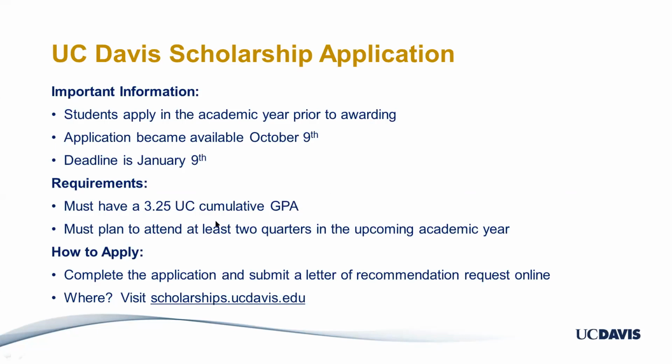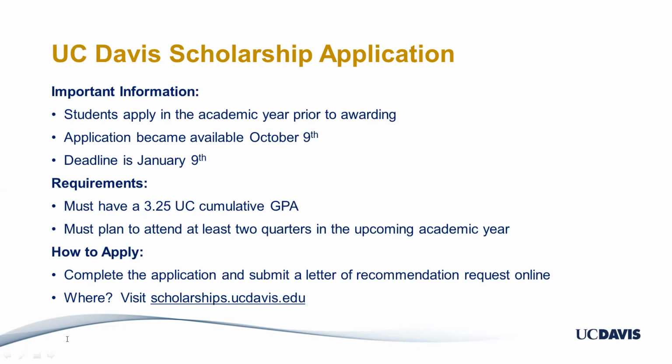And all you need to have is a 3.25 GPA cumulative from UC. So if you are coming in from high school or you're coming in from a transfer school, we're not going to be looking at your other GPA anymore. We're just going to be looking at your UC GPA. So this is important to note for, let's say, incoming freshmen or transfers. It's really just the fall GPA that we're going to be looking at. Obviously, winter grades won't be available by January 9th, so you want to make sure you're having a really strong fall quarter and meeting that 3.25 GPA in order to be considered for scholarships.